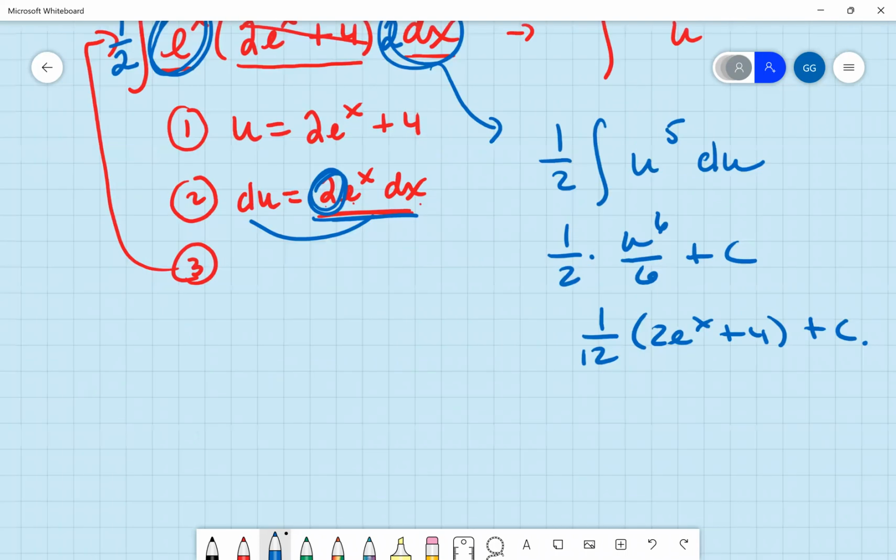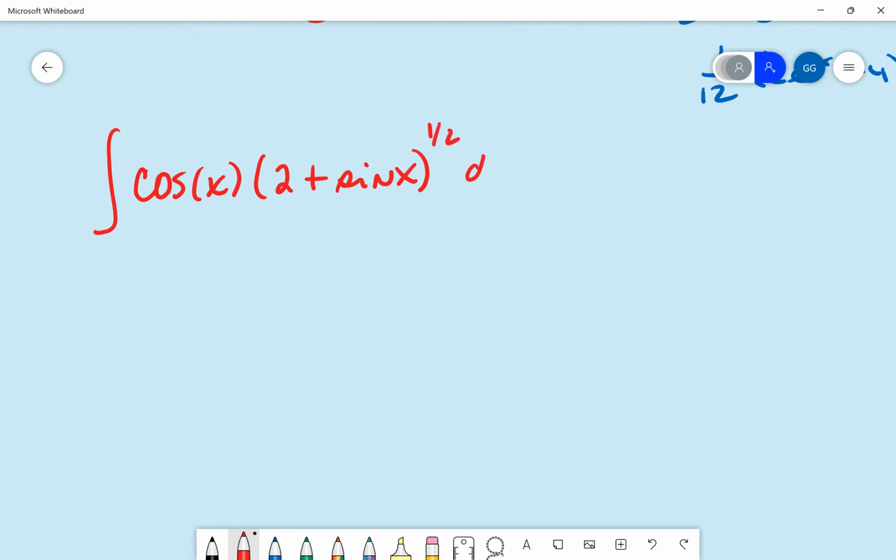Okay, another one. The indefinite integral of the cosine of x times 2 plus the sine of x to the 1/2 power dx. All right, what will we choose as our u? I think we're pretty clear that we'll choose u to be the inside stuff.